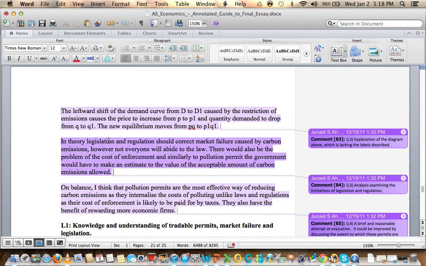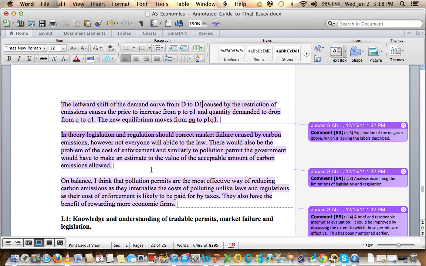In theory, legislation and regulation should correct market failure caused by carbon emissions. However, not everyone will abide to the law. There will also be the problem of the cost of enforcement. Similar to pollution permits, the government would have to make an estimate to the value of the acceptable amount of pollution allowed. On balance, I think that pollution permits are the most effective way of reducing carbon emissions, as they internalize the cost of polluting, unlike laws and regulations, as their cost of enforcement is likely to be paid for by taxes. They also have a benefit of rewarding more economic firms. I'm not sure what actually was meant here.